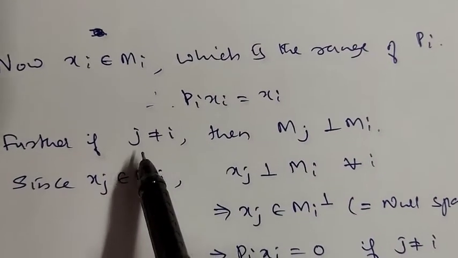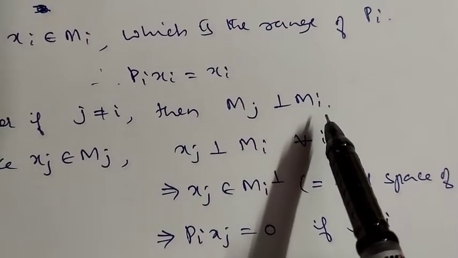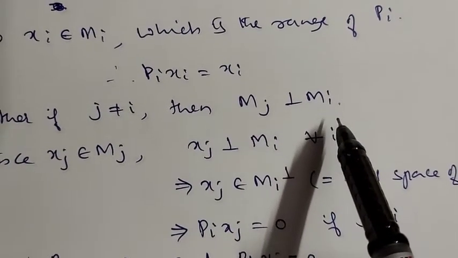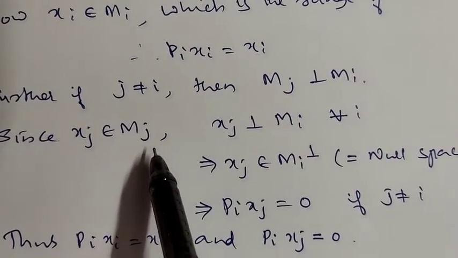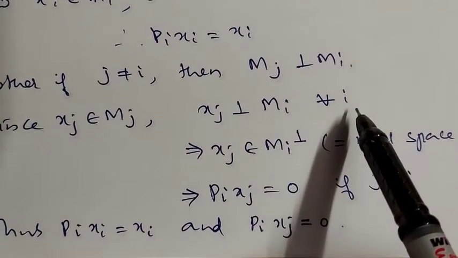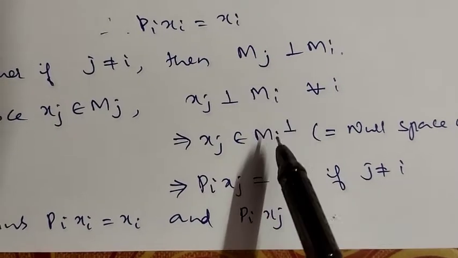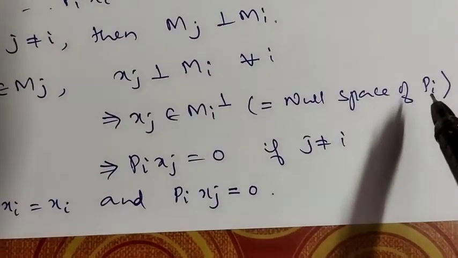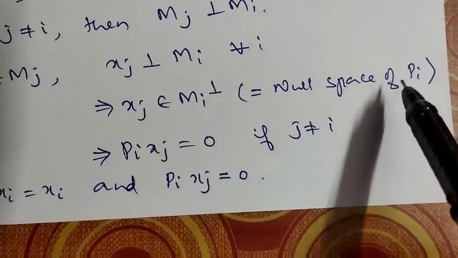So further, if j is not equal to i, definitely Mj is orthogonal to Mi, because these spaces are orthogonal to each other. Now since xj belongs to Mj, look here, xj belongs to Mj, therefore as Mj is orthogonal to Mi, xj is orthogonal to Mi for each i. Now xj is orthogonal to Mi means xj belongs to the orthogonal complement of Mi, which is Mi perp. Mi perp is nothing but what? Null space of Pi. Yeah, if Mi is the range space, then Mi complement is the null space of Pi.